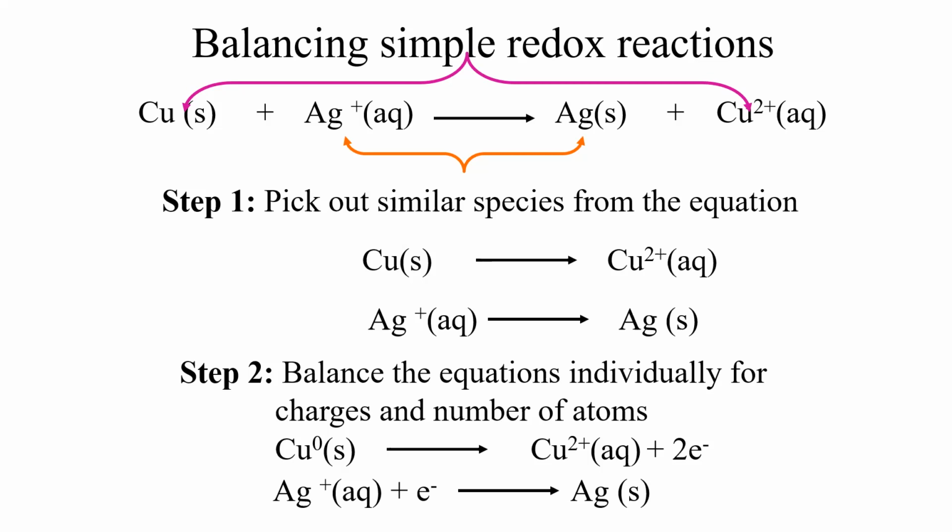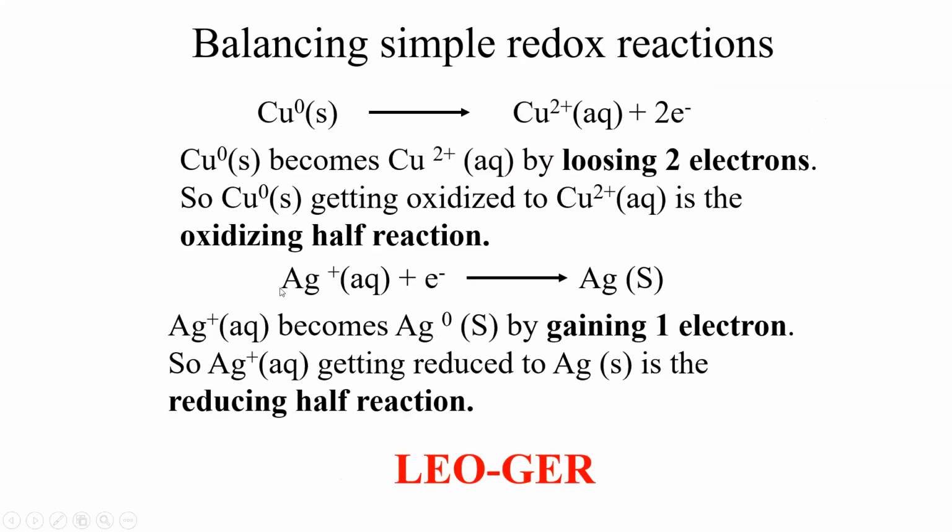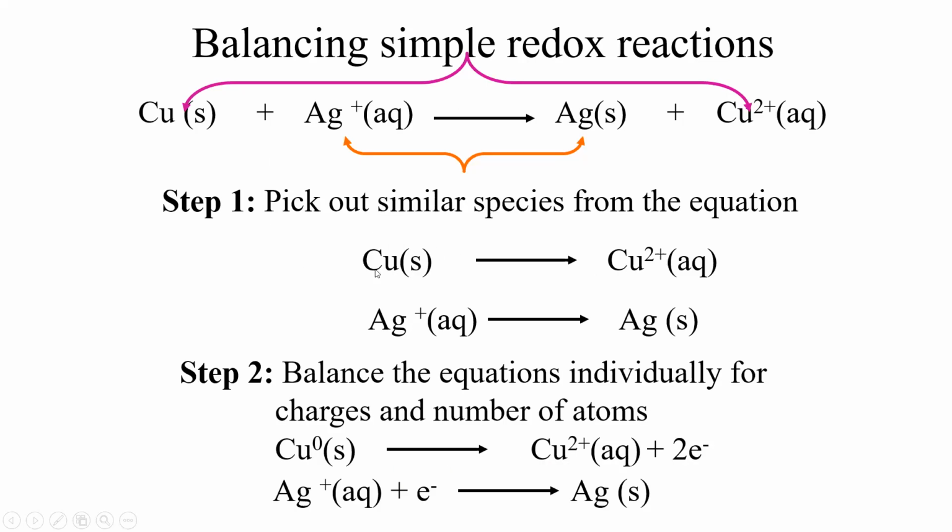So we have to first pick out the similar species from both sides of the equation. Picking copper now, this is copper, and the other copper is Cu2+. So you have Cu2+, the copper salt, with a 0 oxidation state now being oxidized to +2. Then similarly picking out the two silver-like species, silver +1 and silver at the 0 oxidation state. With this, we can pick the two reactions and see what is happening.